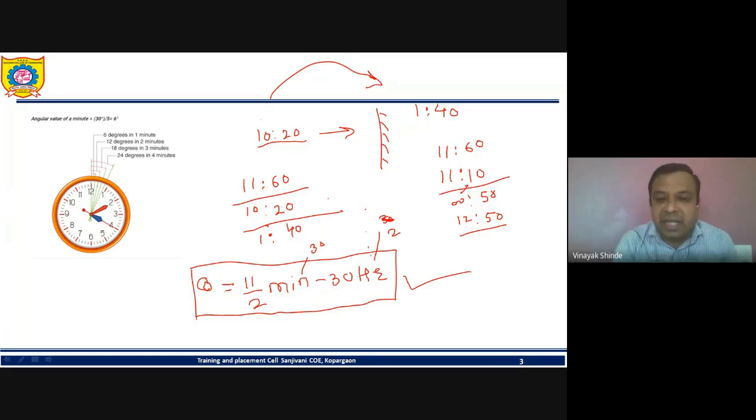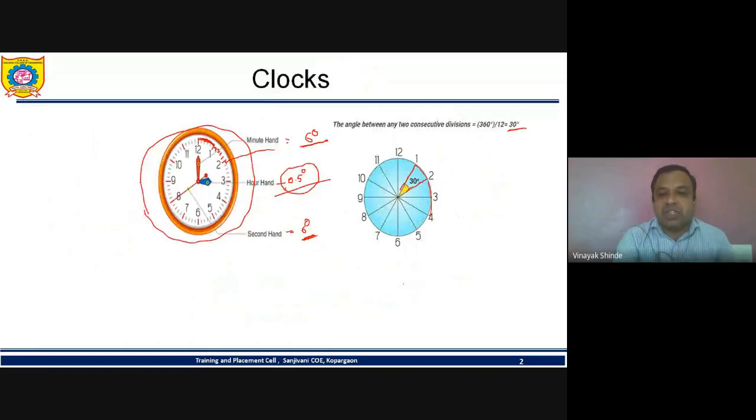When a specific time is given to you, you just need to enter the minute and hour values in this formula, and you'll get the correct answer. Theta is equal to 11 by 2 into minutes minus 30 into hours. This is a very, very important formula. You can solve multiple questions with its help. Okay, so what I told you, the specification of minute hand, hour hand, and second hand: the minute hand travels 6 degrees in 1 minute. The second hand travels 6 degrees in 1 second.